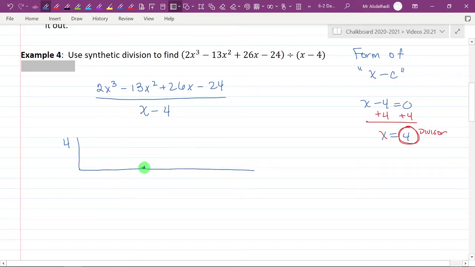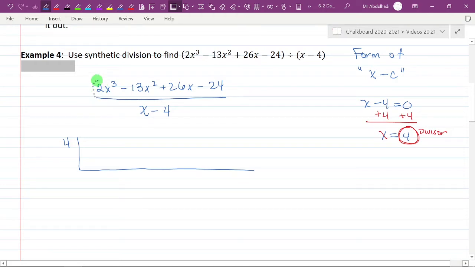Okay, and now you have your divisor out here. What's your dividend? Well, here it is right here. Once again, you have to make sure that there are no powers missing. And once you're sure that there are no powers missing, just copy the coefficients. The coefficients are the numbers in front of the letters.